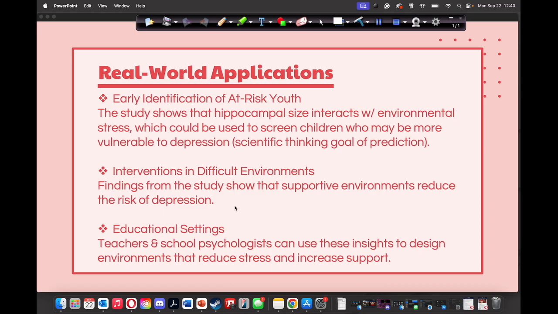And last but not least, educational setting, which is kind of what the researchers in question focus on primarily anyways. Teachers and school psychologists can use these insights to design environments that reduce stress and increase support, of course, in a perfect world where they can do such.